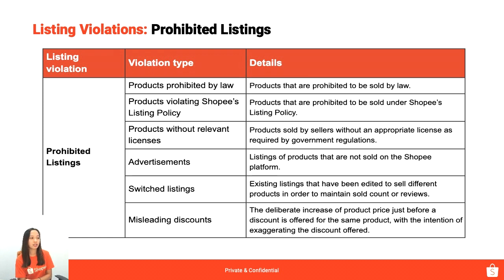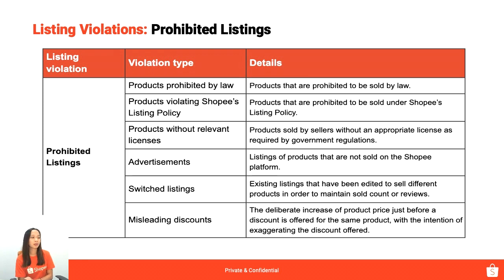Next is products violating Shopee's listing policy. So, meron tayong mga products na hindi pwedeng ibenta sa platform because syempre hindi siya swak or hindi siya pwedeng i-fulfill gamit yung ating platform. So, for example, meron tayong mga certain regulations for plants kasi baka mamamatay sila or hindi tayo pwedeng magbenta ng mga bagay na hindi naman natin ini-intend to sell on Shopee. So, those are some types of listings na hindi natin na-allow sa platform.